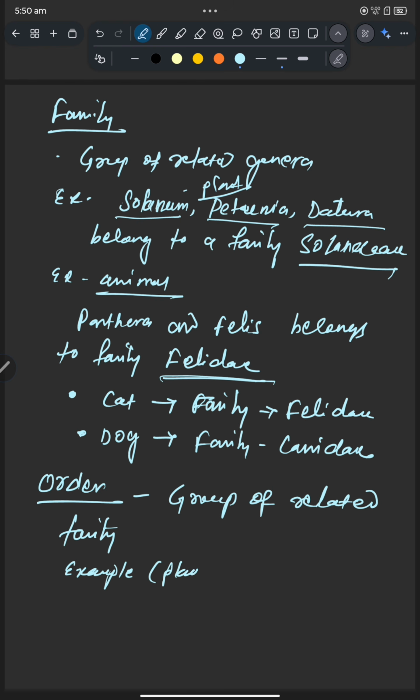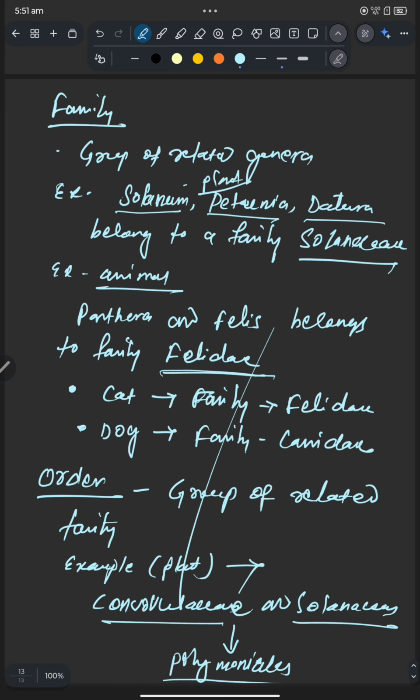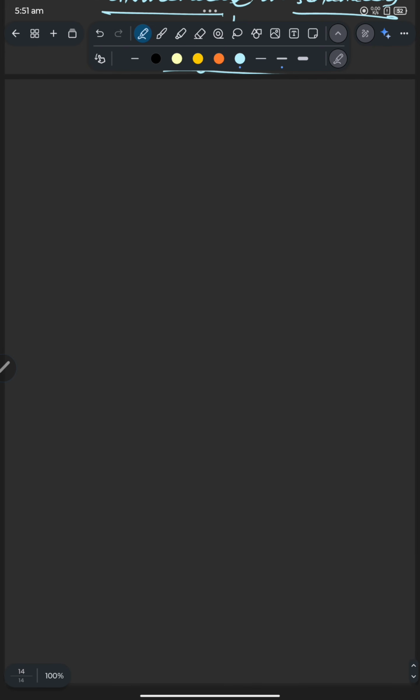from plant. For example, Convolvulaceae and Solanaceae. These are two families. These families belong to Polemoniales. So Polemoniales is an order. Okay, now come to the animal example.